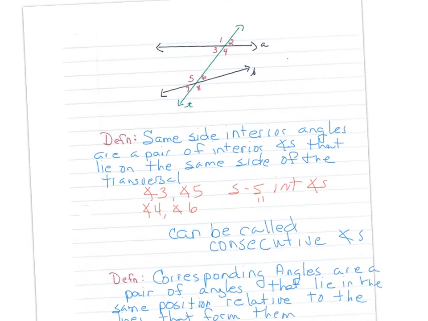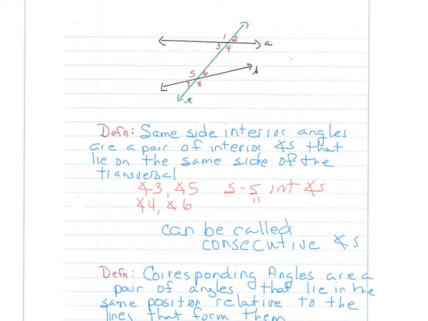Notice in my example, it's got to be above the line, so this has to be above the line. They can't be the same. They can't both be exterior. One would be interior and one exterior.